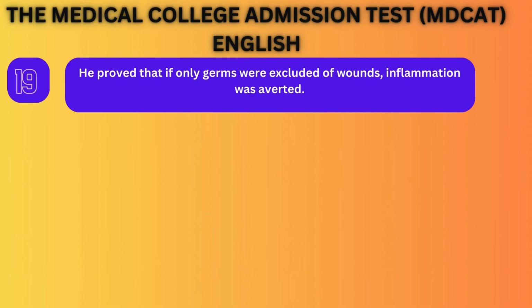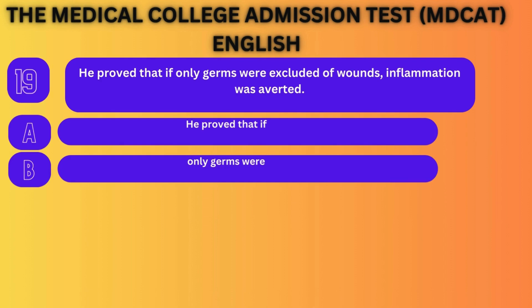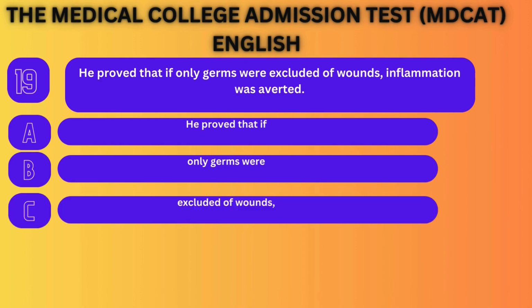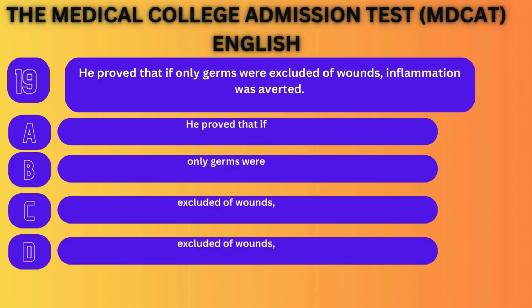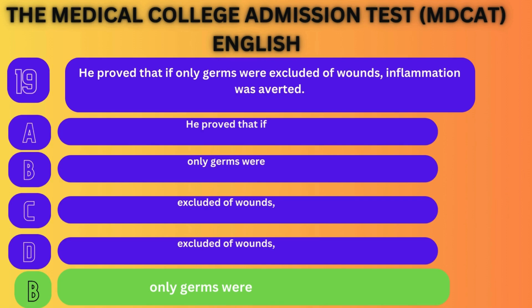Question number 19. He proved that if only germs were excluded of wounds, inflammation was averted. Option A, he proved that if. Option B, only germs were. Option C, excluded of wounds. Option D, excluded of wounds. Correct answer is B.